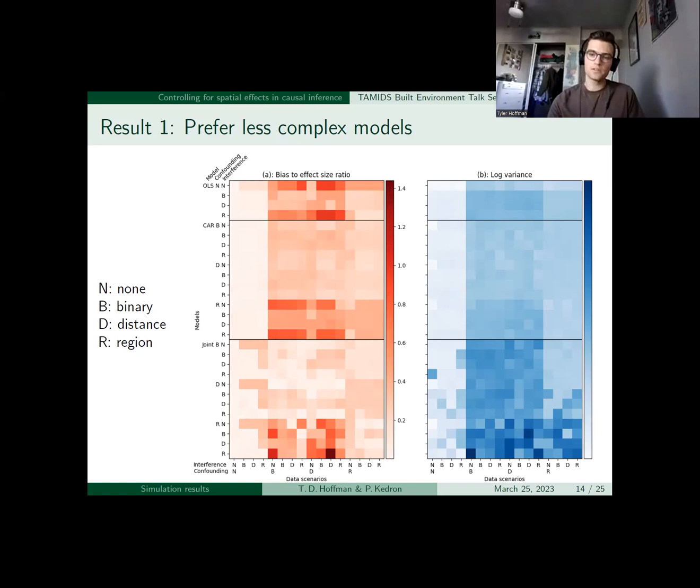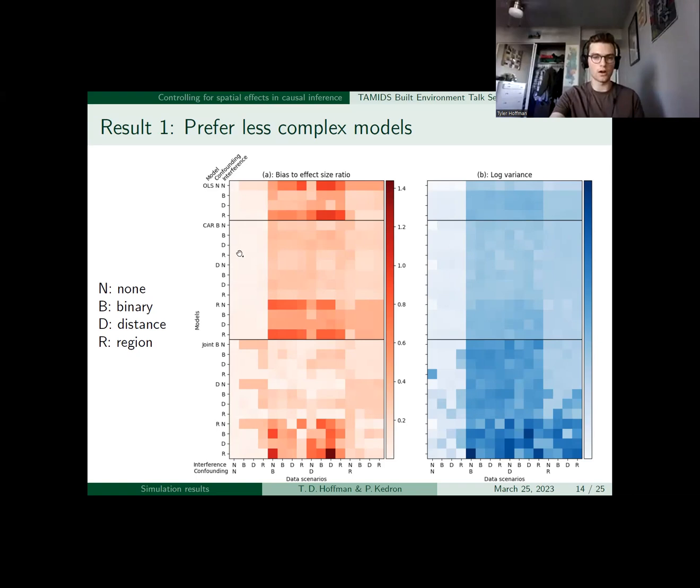We use the log of the variance because the variances were all quite small, and we wanted to pretty much just show relative orderings. On the x-axis, you see we have data scenarios. N stands for none, B stands for binary, D for distance, and R for region. These are the different weights matrices. And these are grouped primarily by confounding.